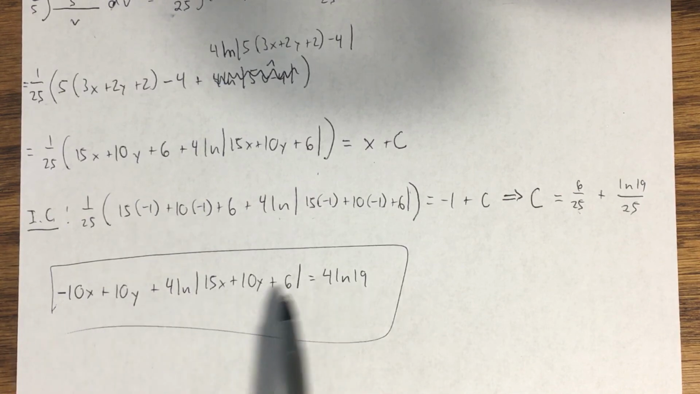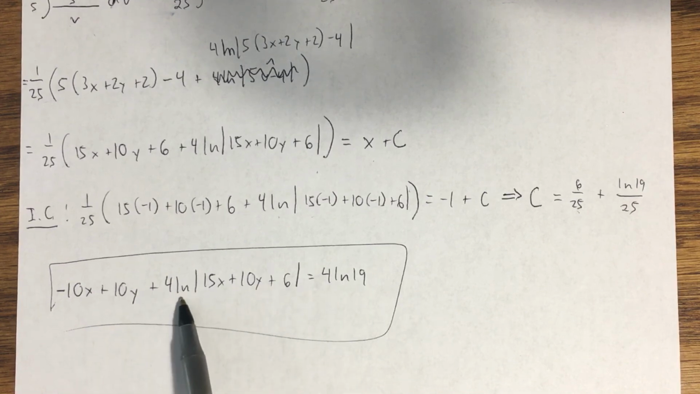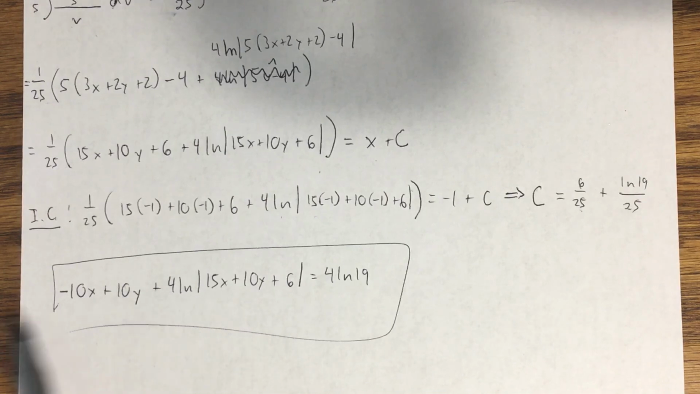So this is our solution. This is an implicit solution. I'm not going to even attempt isolating the y here because of that natural log. You're going to run into some problems. So that's totally fine. Remember, we're usually satisfied with an implicit solution if an explicit one is just not really practical. Okay? But that's going to wrap up section 2.5.